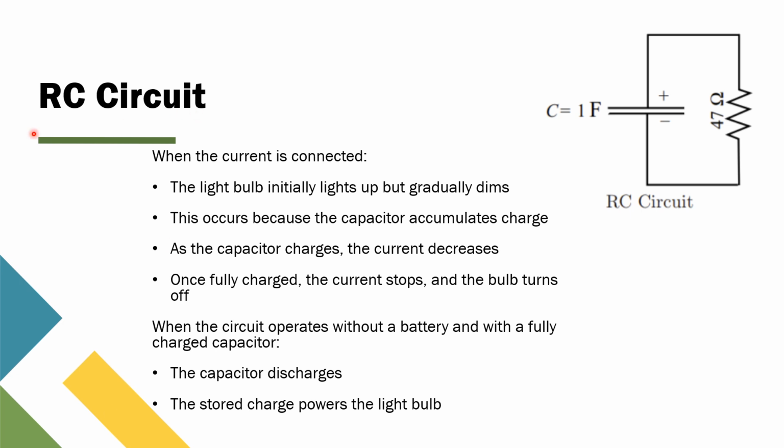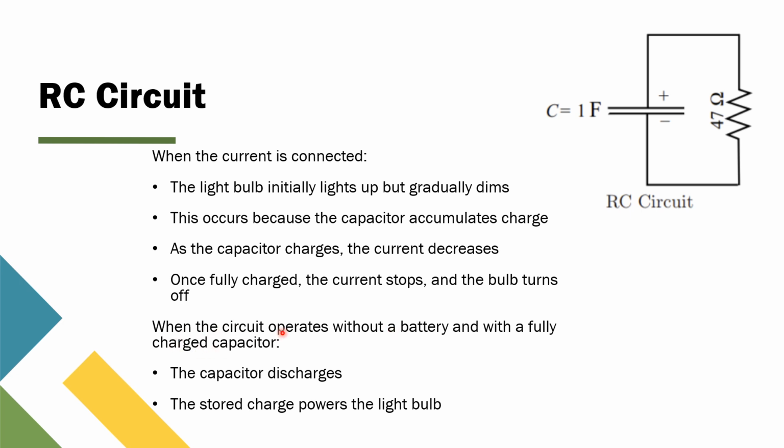So in the RC circuit, we filled up a capacitor and then discharged it to see how it reacts with a light bulb. The light bulb initially lights up, but gradually dims. This occurs because the capacitor accumulates charge, and as the capacitor charges, the current decreases. And once fully charged, the current stops and the bulb turns off.